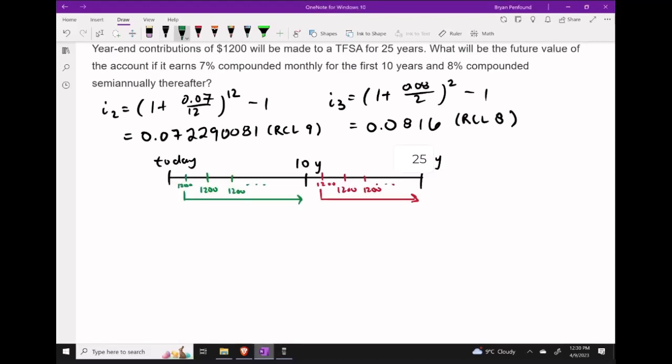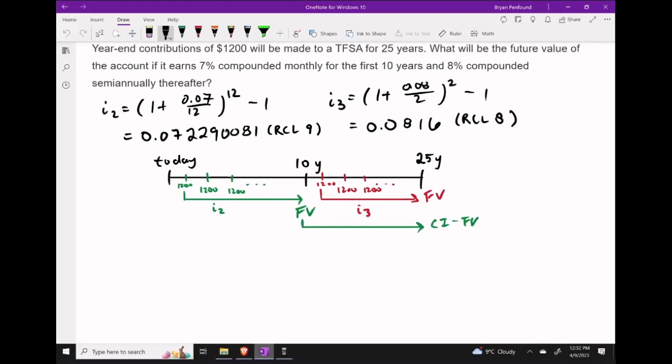Now we can start to break up our question into 3 parts. We need to first calculate the future value of what I've labeled here as the green payment stream. This green payment stream is going to account for the first 10 years of savings, and we're going to apply the interest rate of I2 to this. Next up, we need to calculate the future value of the red payment stream. This begins 10 years from today, and this is going to use the interest rate of I3 for all of our year-end contributions.